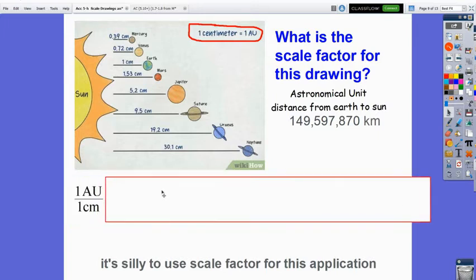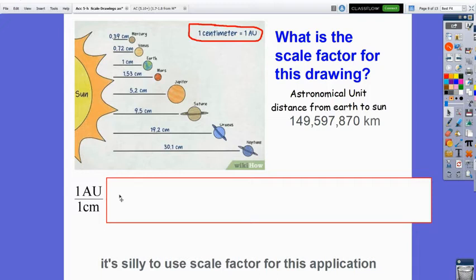So the scale is 1 astronomical unit is 1 centimeter. I probably could have done this the other way around, but I'll show you why I didn't as we go along here. Okay, so 1 astronomical unit to 1 centimeter, that's the scale I'm starting with, and I need to get centimeters on the top so that I have centimeters over centimeters, and I have a scale factor that has no units at all.